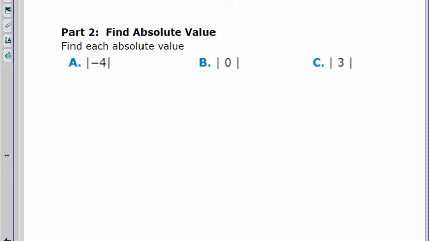Just some more straightforward practice with absolute value. The distance from 0, that's what absolute value is. So the absolute value of -4 is just 4. The absolute value of 0 is 0. 0 is 0 units from 0. The absolute value of 3 is 3.